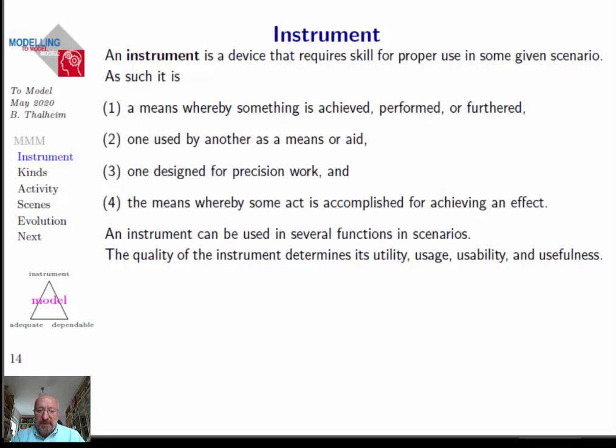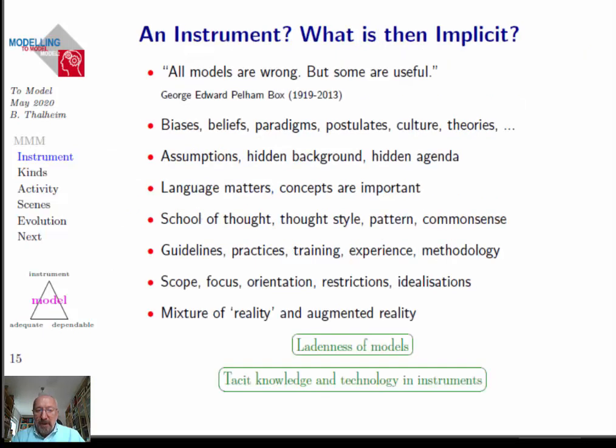An instrument can be used in several functions and scenarios. For this reason, we have to consider also the change of functions, and the quality of model determines its utility, for instance, its usage, usability, and usefulness. There is a big claim written by Box: all models are wrong, but some are useful. My belief is a different one. Most models are somehow coherent, and they are also useful.